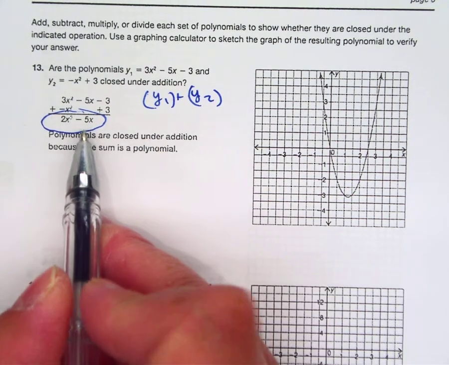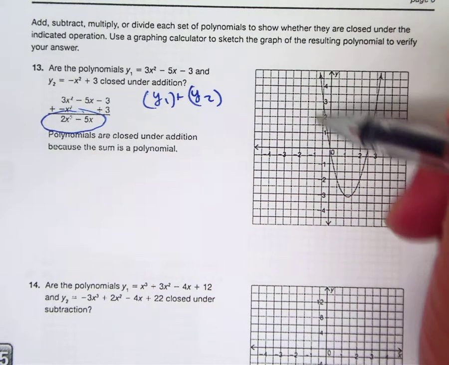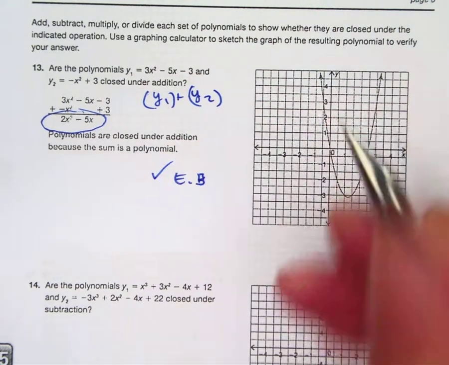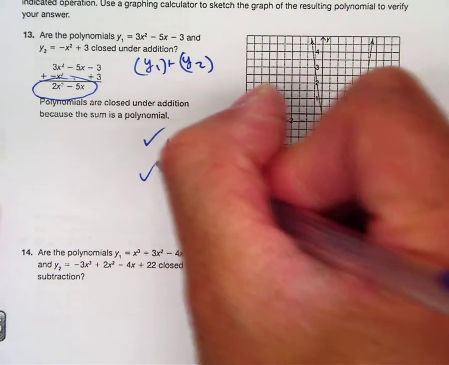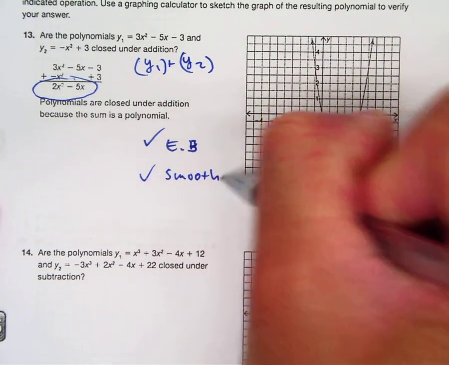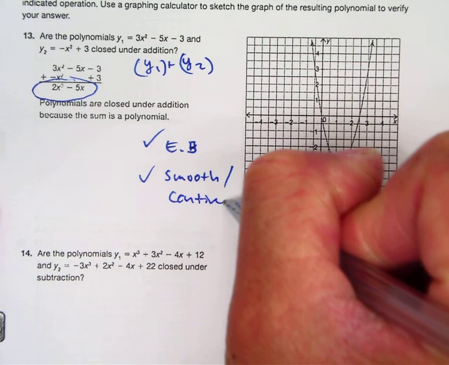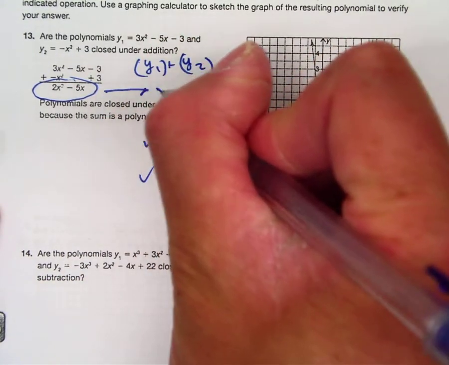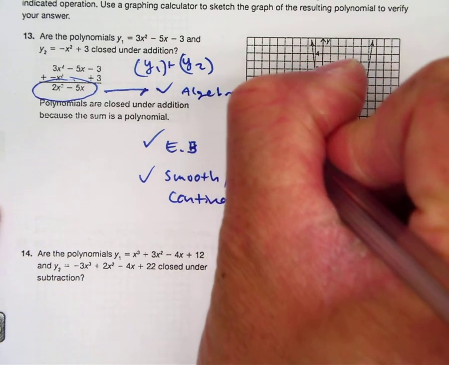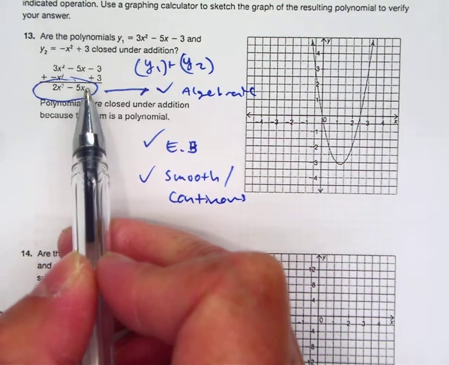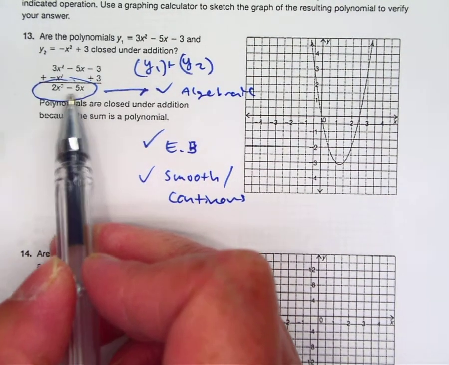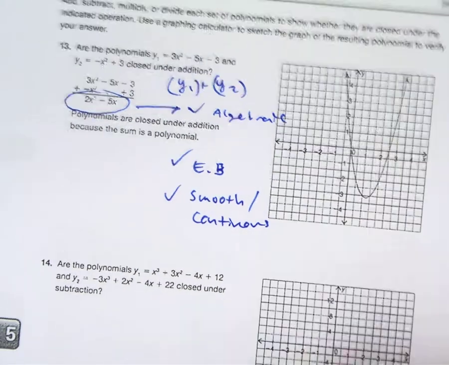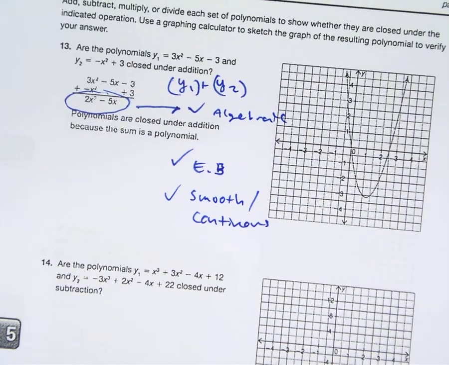And then you're going to take your answer and you can graph it, and you can see that it has end behavior. It's smooth and continuous. And algebraically, so this is the algebra part, it's written with variables as letters, and its exponents are numbers. Okay? So that's how you do the rest of those questions, and I think you can do the rest of the packet.